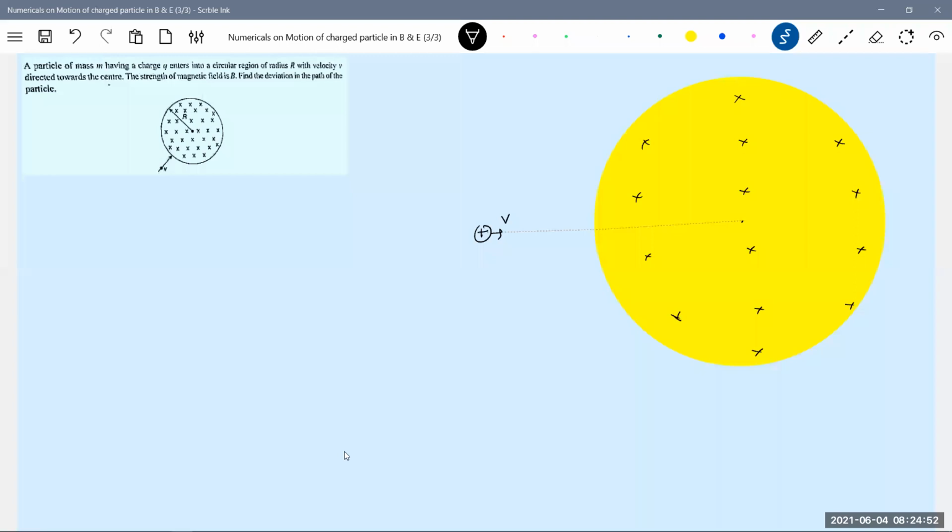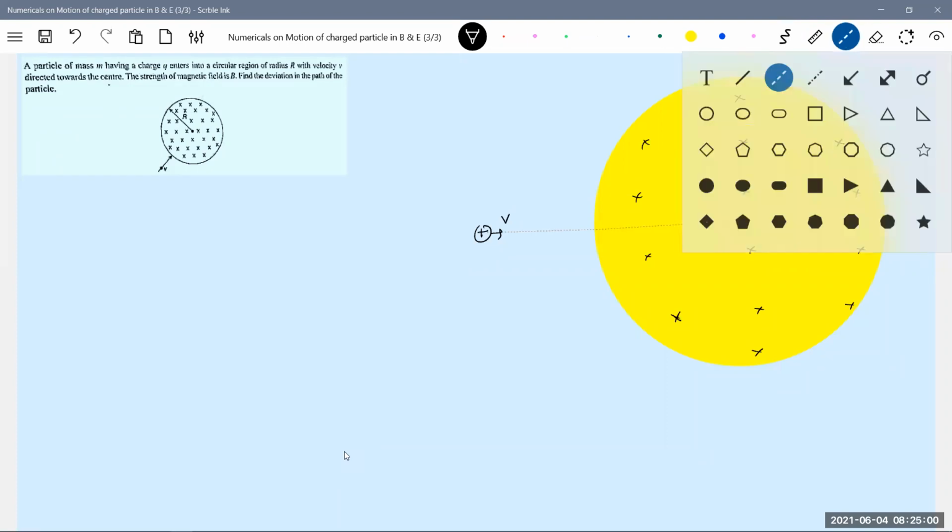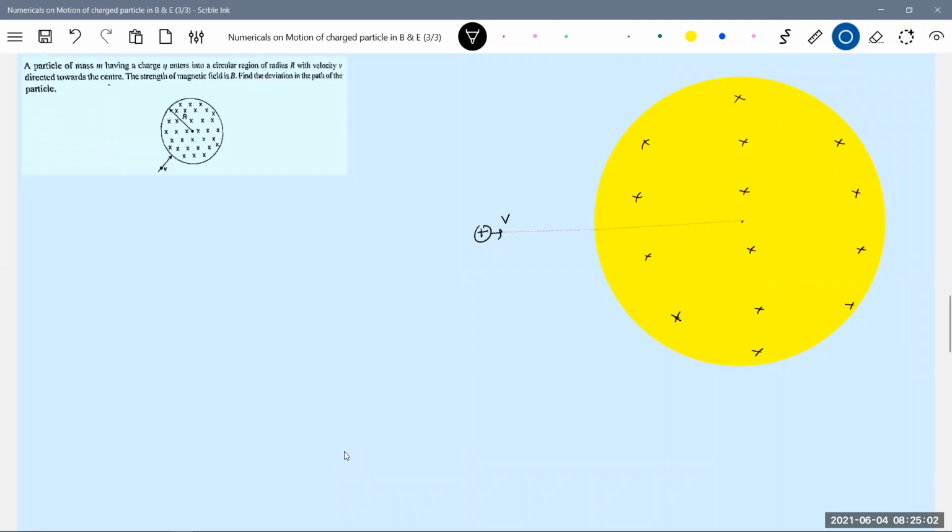Everywhere this magnetic field is present. No, it will deviate. So what can be the motion of the charged particle? How does that motion occur here? So it should be a part of a circle. It should be a part of a circle.